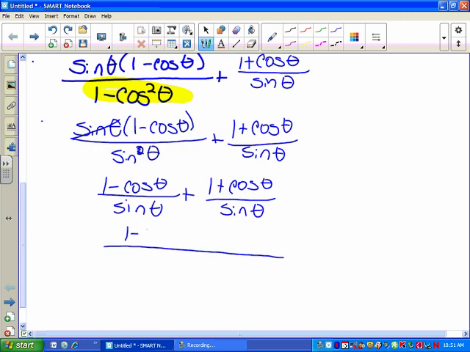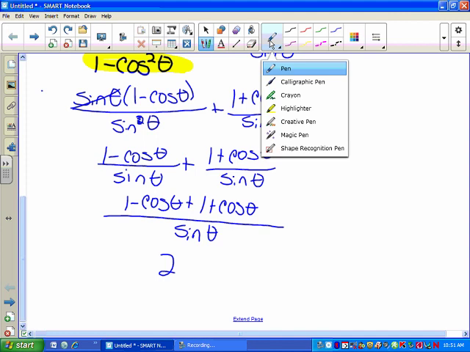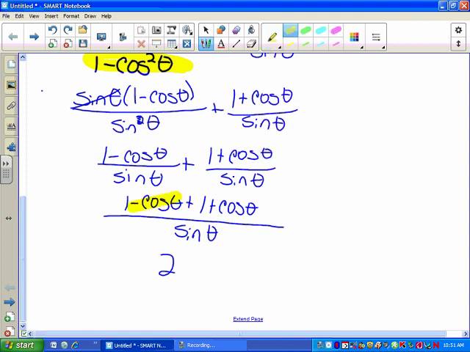So we get 1 minus cosine theta plus 1 plus cosine theta all over my common denominator of sine. Well, you can see this working out now, can't you? The 1 plus 1 is 2, but the cosine thetas cancel out, right? This is a minus cosine theta with a plus cosine theta, so that's gone. So we end up with 2 over sine theta.